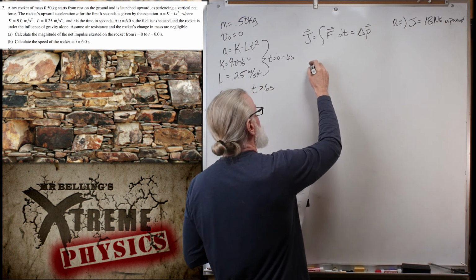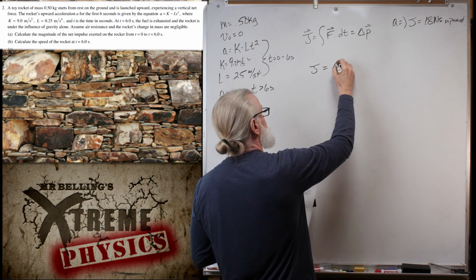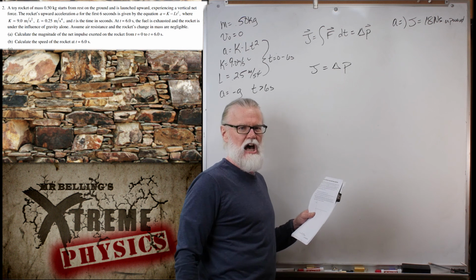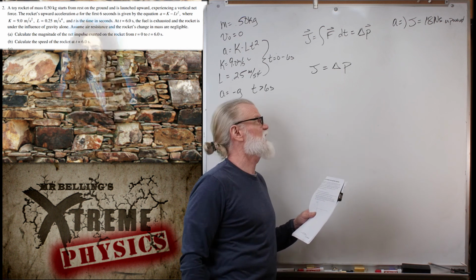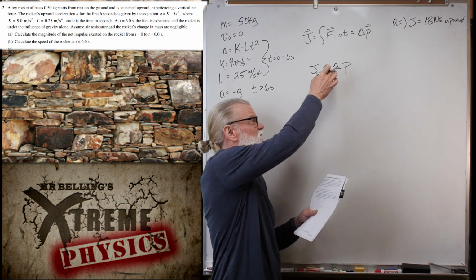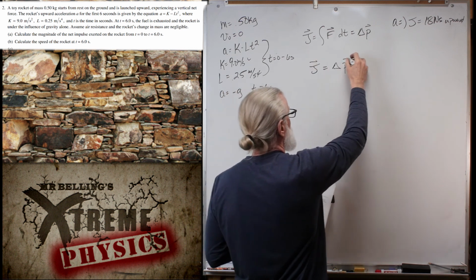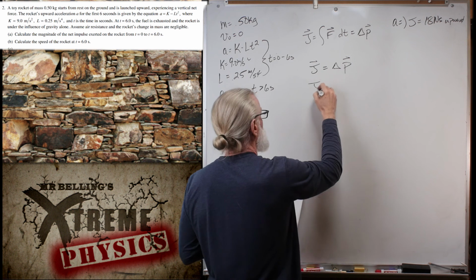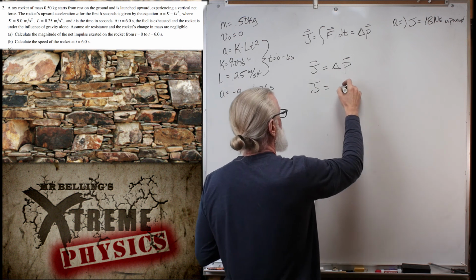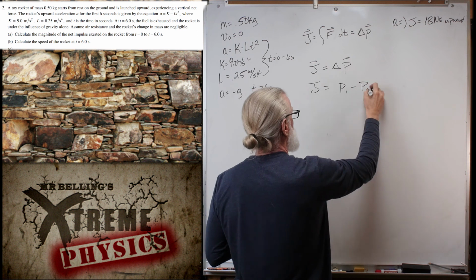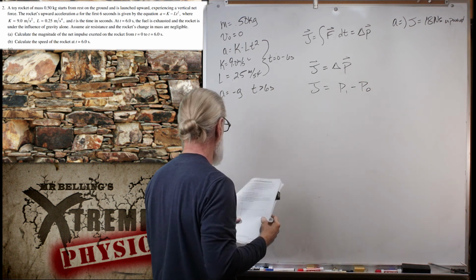So, impulse causes a change in momentum. That's a reworking of Newton's second law. All right, we should derive that. That's easy to derive. That is a restatement of Newton's second law. Of course, they're vectors. All right, so impulse equals P1 minus P0.